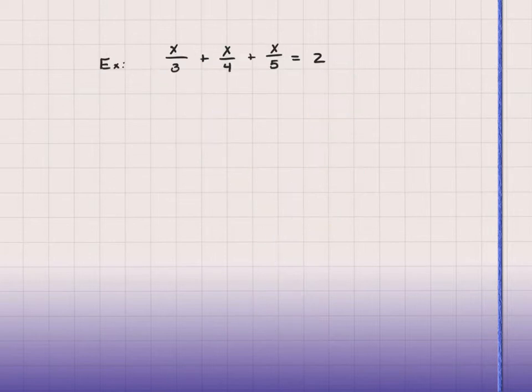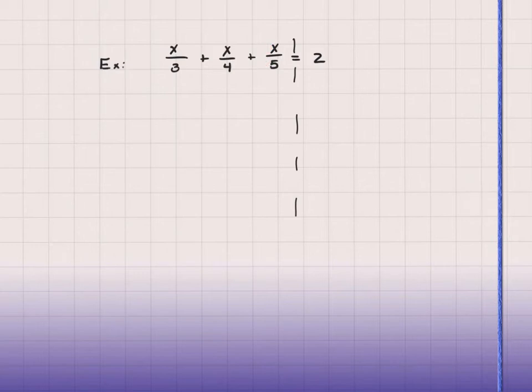And here's our last example. Again, these are tougher problems. Okay, here's an x over 3, an x over 4, an x over 5, equals 2. So on the left-hand side, we actually have 3 x terms. This is 1/3 of an x plus 1/4 of an x plus 1/5 of an x.